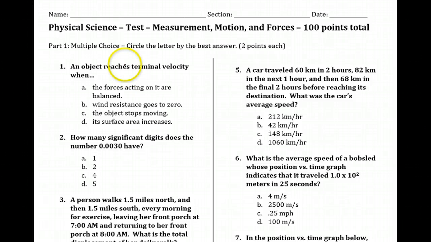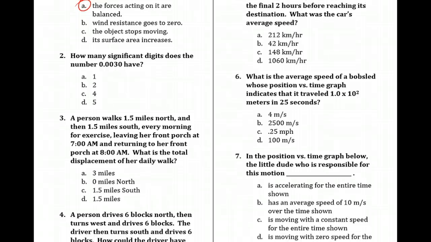First question: an object reaches terminal velocity when the forces acting on it are balanced. So the wind resistance equals the force of gravity.